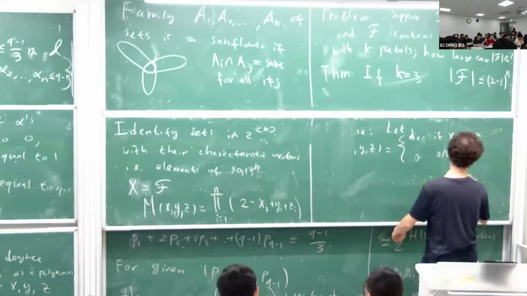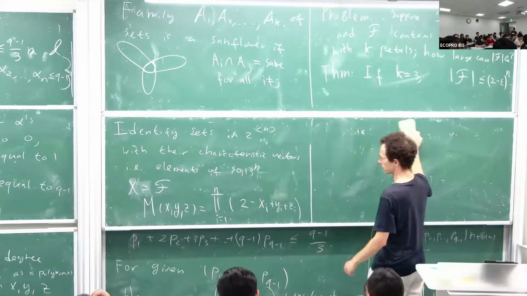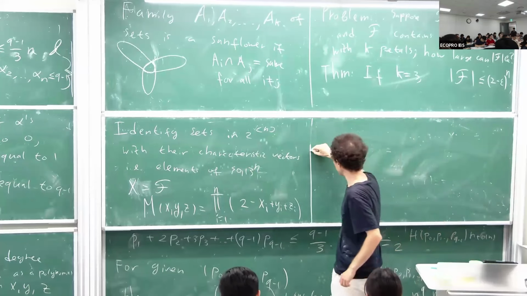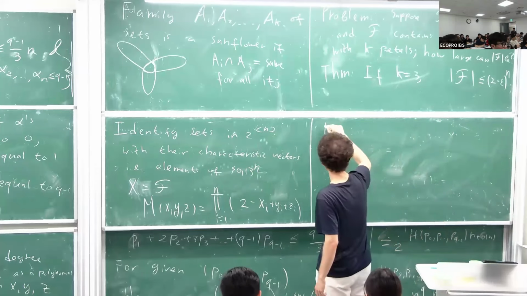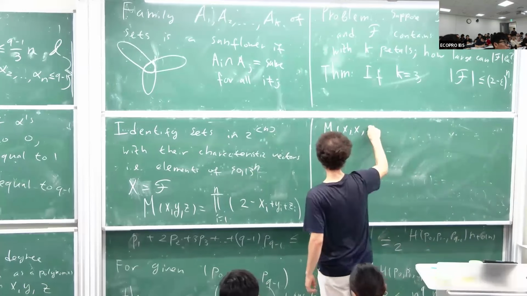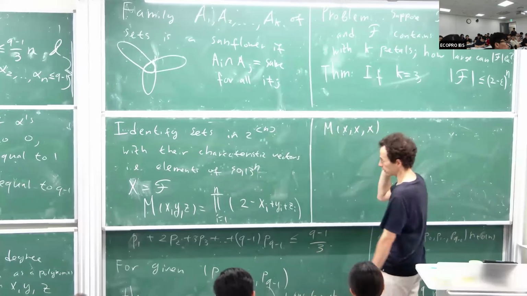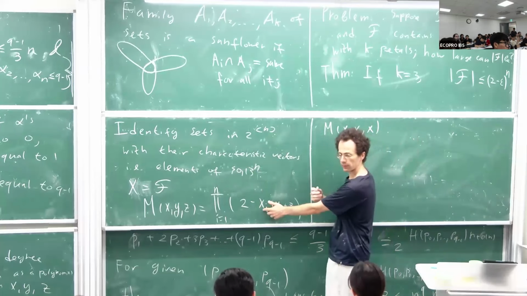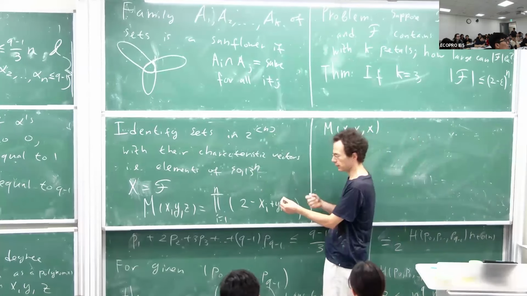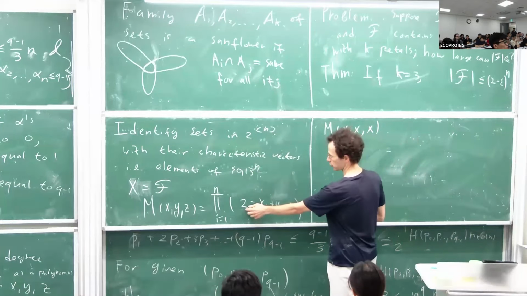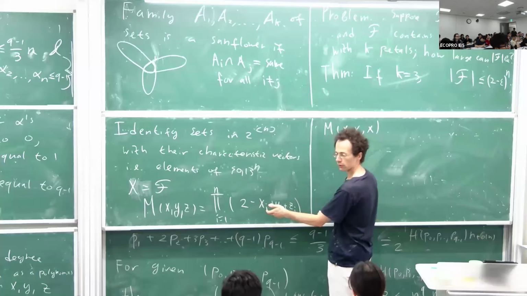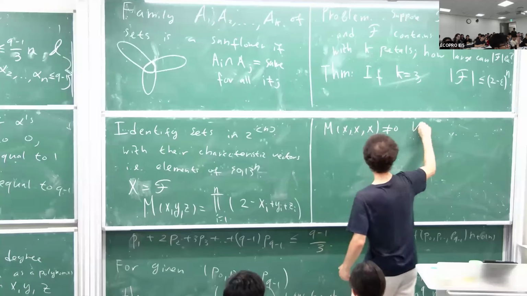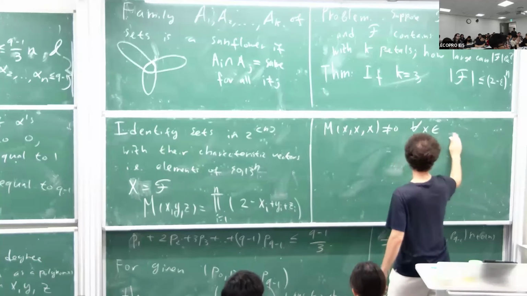Okay, so let's now see its properties. So first of all, for the diagonal, M(x, x, x): the x's are all going to be 0s and 1s, depending on whether the element is in the set or not. So each term is going to be 2 or minus 1, and so the product is non-zero. So this is non-zero for all sets in my family.